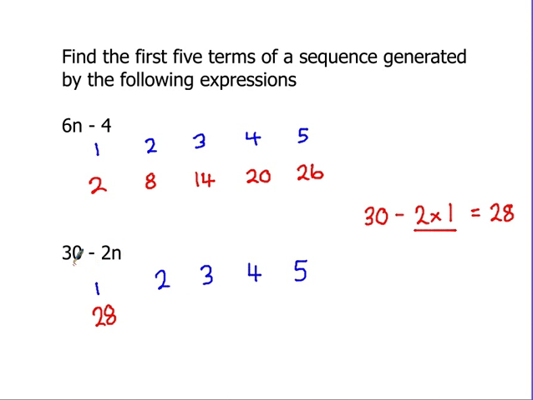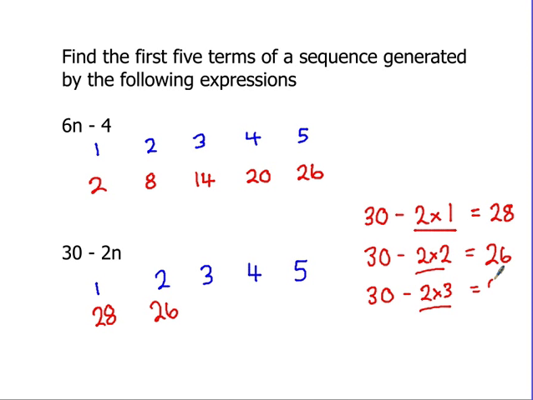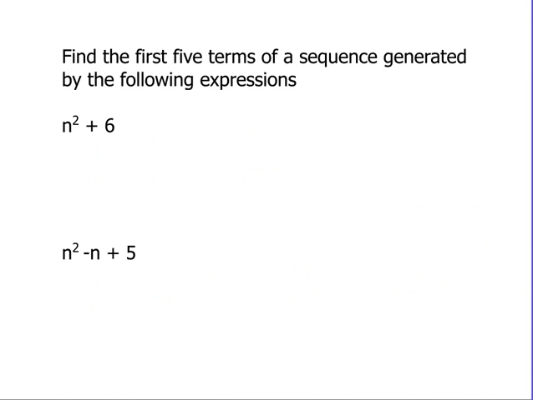The next one, I've got 30 take away 2 lots of 2. Now work this bit out first. 2 times 2 is 4. 30 take away 4 gives me 26. And I'll do one more just to check before I fill the rest in. 30 take away 2 lots of 3. 2 lots of 3 is 6. 30 take away 6 is 24. So I'm going to keep on going. It's going down in 2's. So it must be 22 and 20.